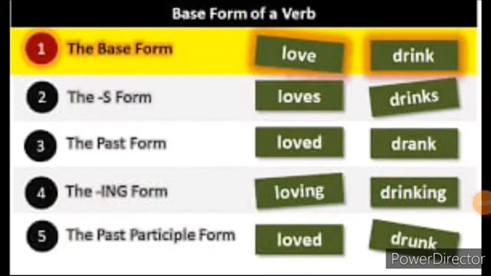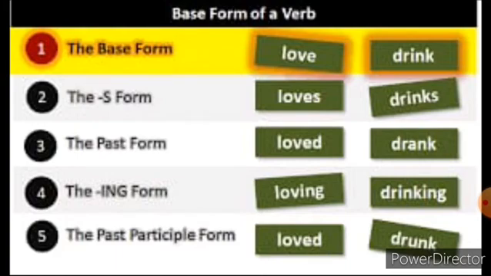Before entering into the depth of simple tense, you have to learn about the base form of a verb. Listen children, the example is mentioned here. The base form is love. And for the s form, you just add the letter s to the base form. So the word will change into loves. The next is the past form. For the past form, you add ed to the base form. What is the base form? It is mentioned here, love. If you add ed, then the word will become loved, L-O-V-E-D, loved.